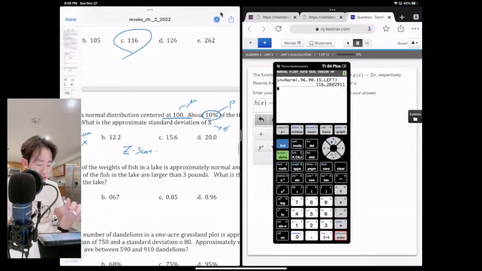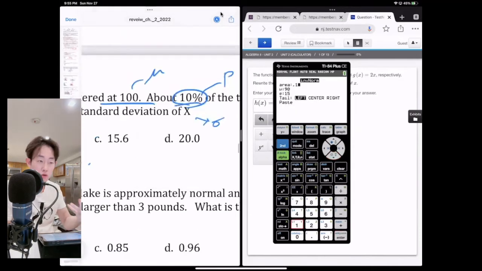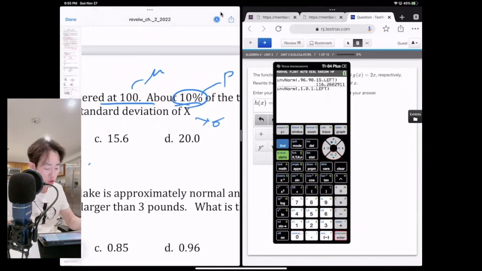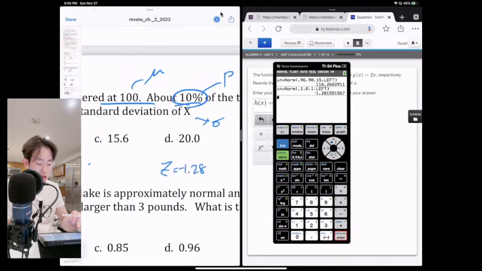Well, how do you get the z-score? When you go to distribution, when you do inverse norm, with the 10% that's provided, you're going to put that as the area. You're going to put the mean and the standard deviation as the standard values for the normal distribution, which is 0 and 1. When you type that in, that 0 and 1 for mean and standard deviation respectively, that will always give you your z-score. So the z-score here is negative 1.28.